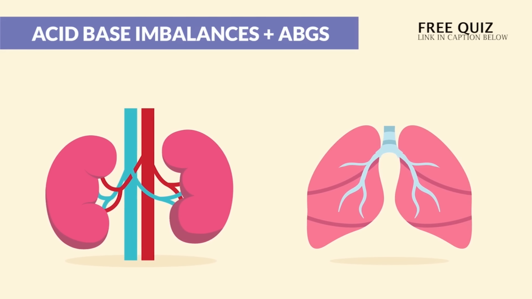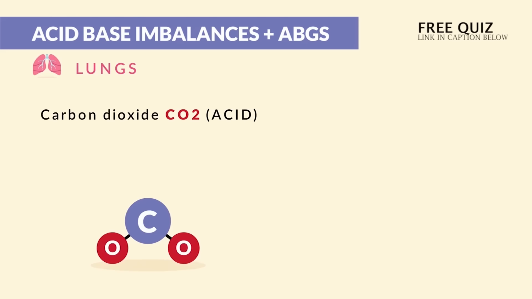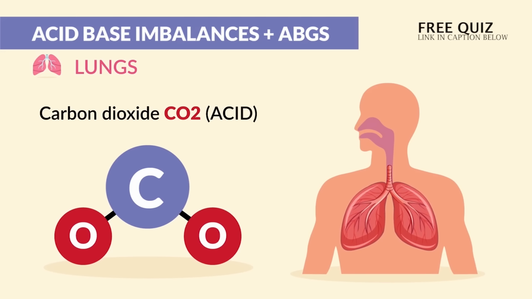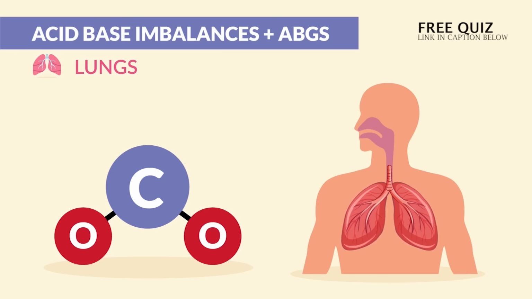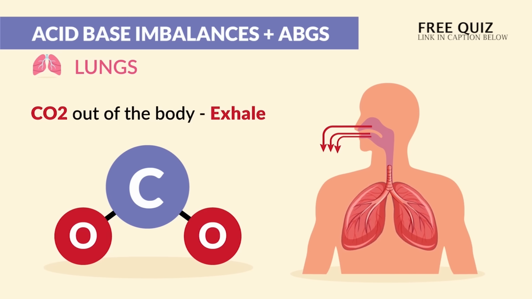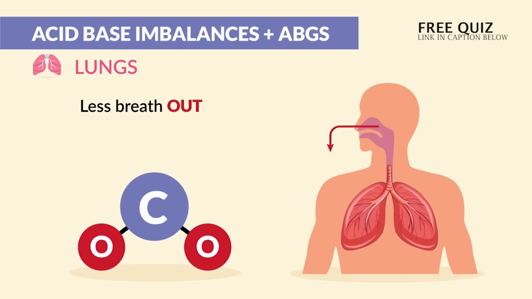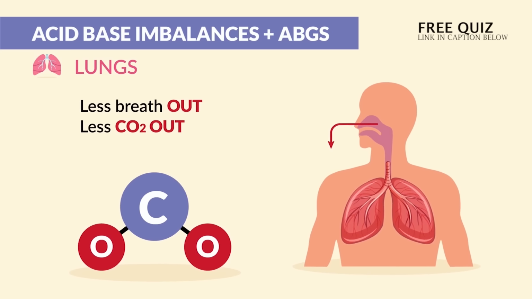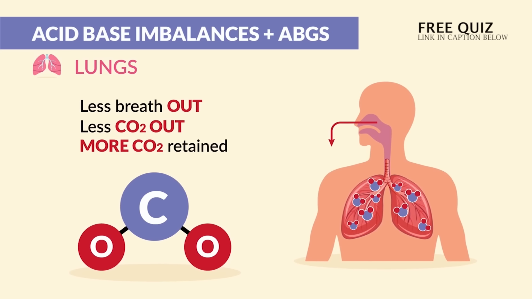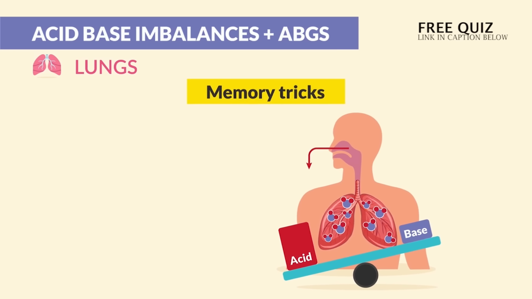Now, the main organs that control these are the lungs and the kidneys. So the lungs control carbon dioxide, that's CO2. We breathe in oxygen and breathe out that CO2. Normal gas exchange, right? So just like you heard, the main way to get CO2 out of the body is by exhaling. So the less you breathe out, well, the less CO2 comes out. And so more CO2 is retained in the body, which makes the body more acidic. So remember, more carbon dioxide means more carbon diacid, a very acidotic body.